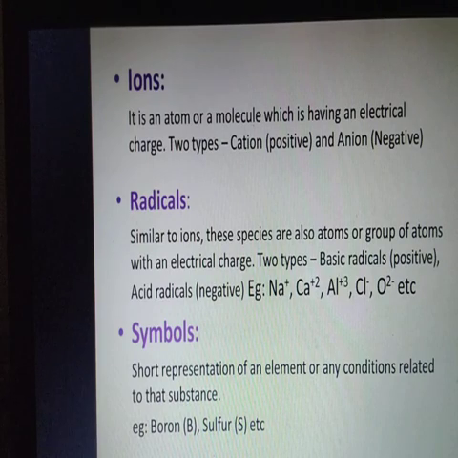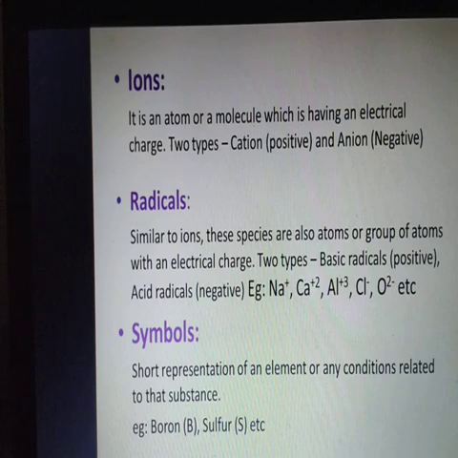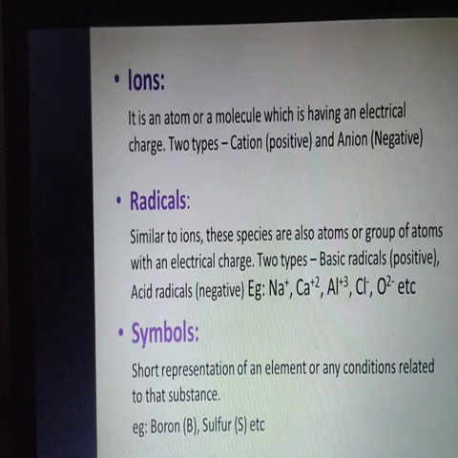Coming to the next term, that's called symbols. A very, very important thing, and those in chemistry are well aware that symbols are very important, because symbols do speak a lot. We do not write a reaction in words in each and every place. Do we write a reaction in words? No, we do not. We write reactions by using symbols.